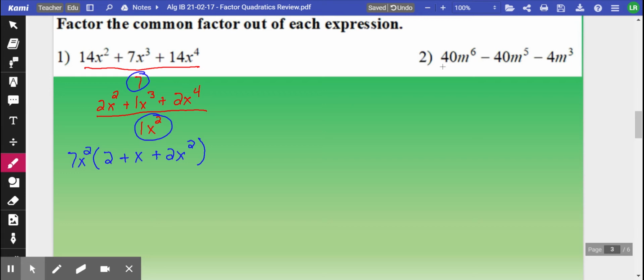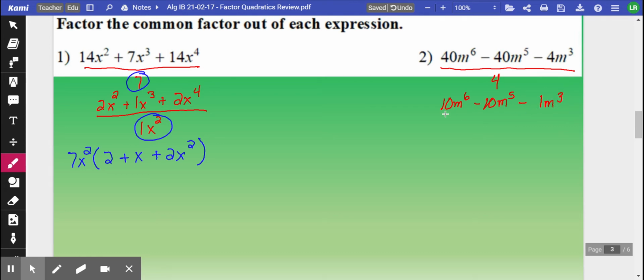Let's look at this one. Factoring out just a common factor. See, ends in 0, ends in, no. So smallest number is 4. Oh, look at that. I can divide them all by 4. So let's divide them all by 4. That's going to give me 10m to the 6th minus 10m to the 5th minus 1m to the 3rd.